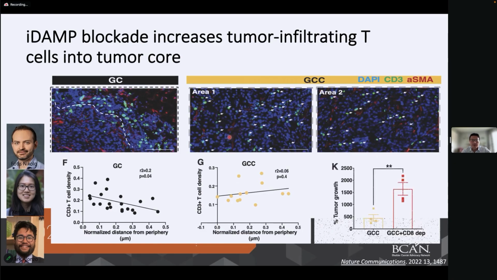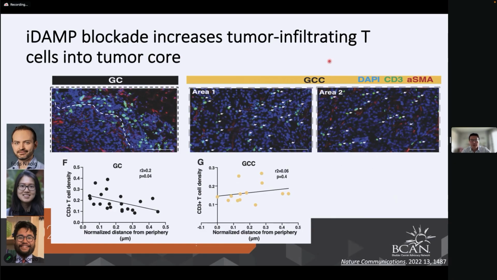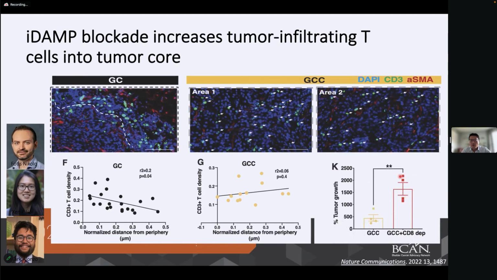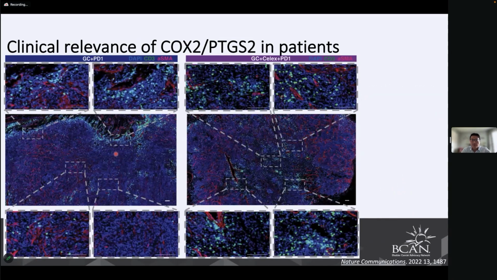You can see here that when we treat with the combination with IDAM blockade, more T cells are being infiltrated into the epithelial region. And when we use the CD8 positive antibody to deplete, we show that these T cells are functional, while the depletion strategy in the GC only setting does not work. So this is maybe clearer to the audience, showing you that the combination of IDAM blockade brings the T cells from the periphery into the epithelial region.